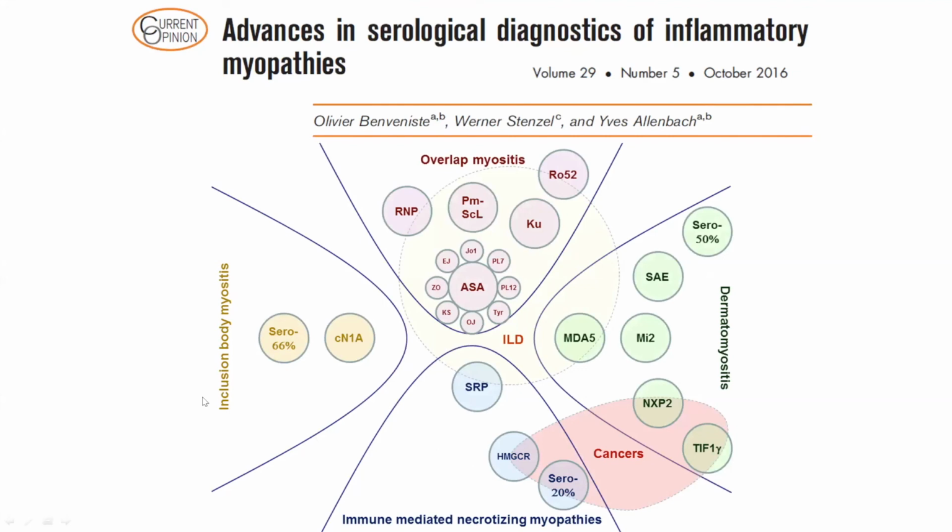For inclusion body myositis, we can have tomorrow, I hope, because we are reproducing the trial in a second independent cohort of patients, rapamycin or maybe some strategy against the TEMRA cells. And for overlap myositis, the main problem is the lung, so we have to use some drug effective to tackle the interstitial lung disease.